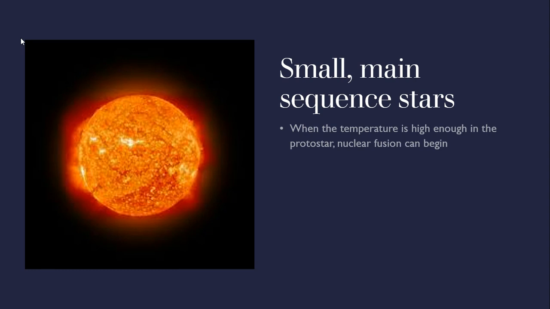When the temperature is high enough in the protostar, nuclear fusion can begin. Nuclear fusion is the process of hydrogen atoms coming together to form helium. This kind of reaction doesn't just happen on Earth typically, because there's not enough energy just on Earth to make that happen. But in the core of a protostar, when it becomes a main sequence star, there is enough heat and pressure to force those hydrogen atoms together until they form a new atom. Helium will be first.